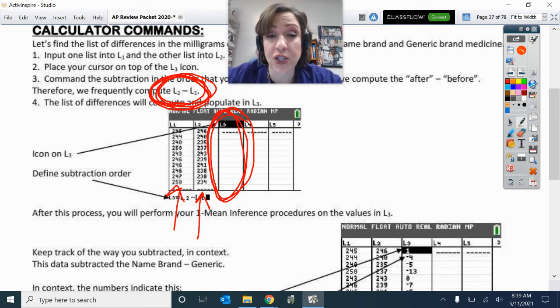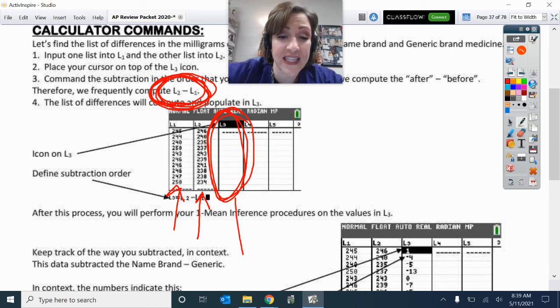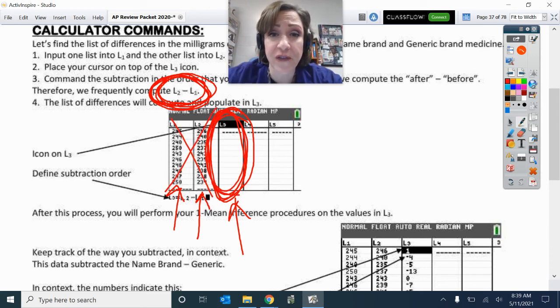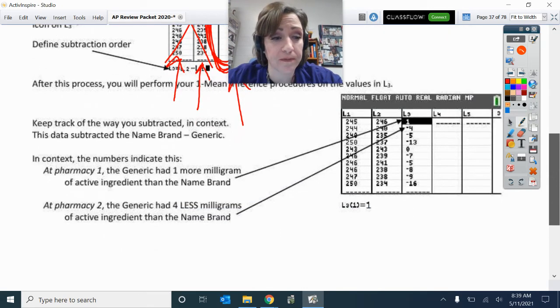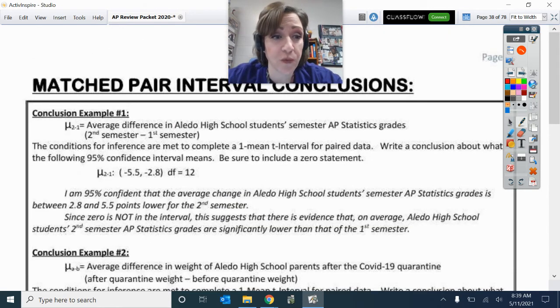And so then you're going to be really just running a test on this difference, and we're interested in the average of these differences only. I don't care where they started or finished. I'm only interested in where those differences are. All right, so you can read through that.